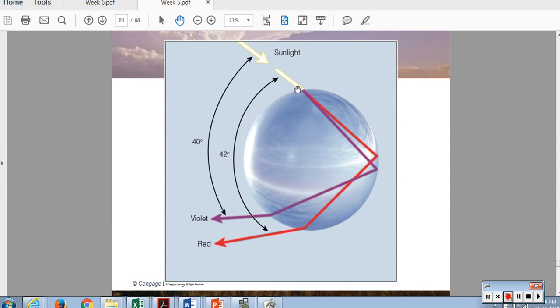But when light passes through a glass, or in this case a water droplet, it will split into its many colors, because depending on the color, the light is associated with a different amount of energy, and depending on the energy, that determines the speed of that light in a medium.